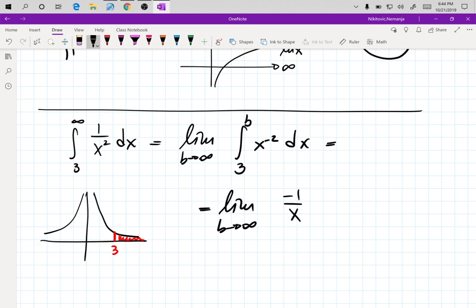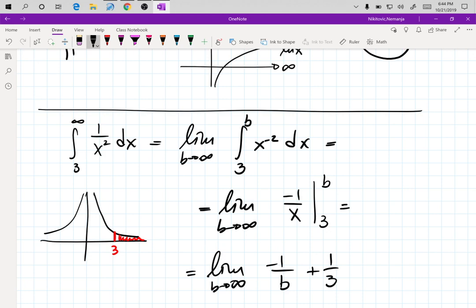When you divide 1 by infinity, you get 0, because you take an object and you cut that object infinitely many times. It's gone. So this goes to 0, and the answer is 1/3, and we say it converges to 1/3.